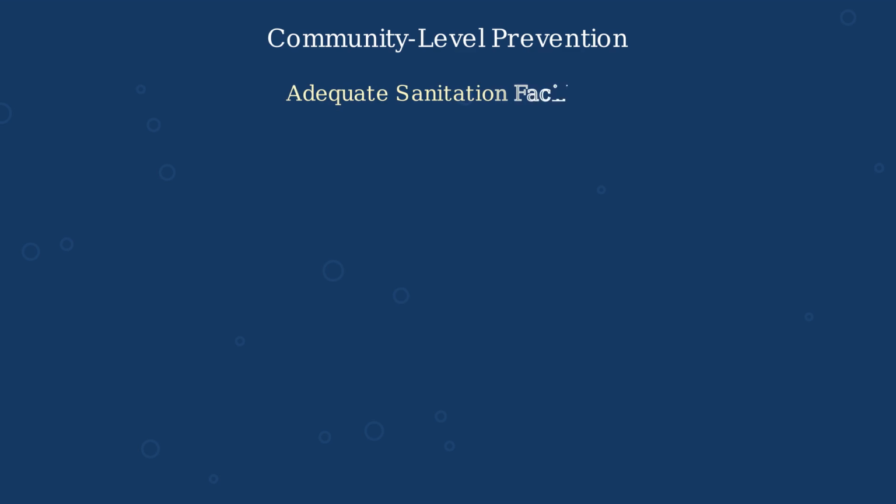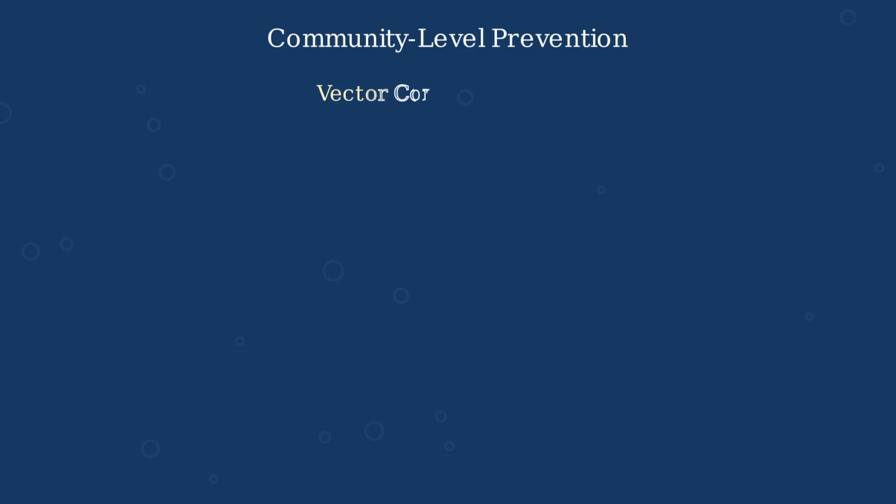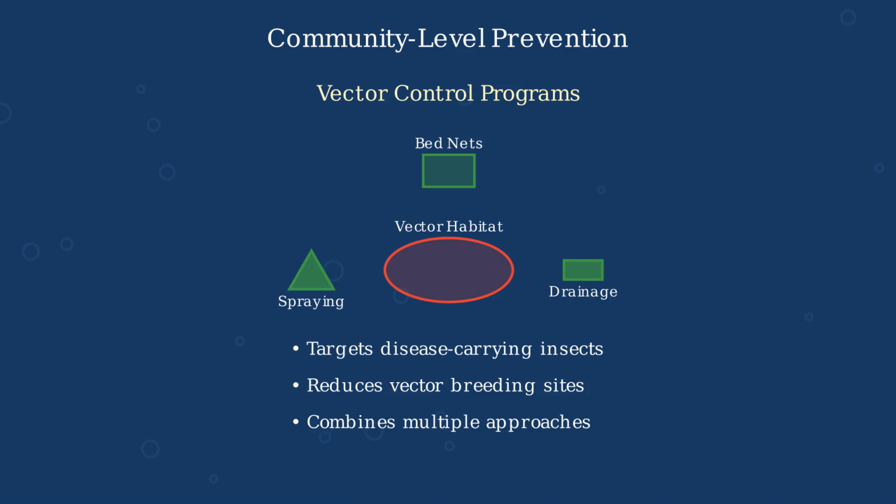Adequate sanitation facilities break the fecal-oral disease transmission cycle. Proper systems include toilets connected to treatment facilities that safely process waste before disposal, preventing environmental contamination. Vector control programs reduce disease transmission by controlling populations of mosquitoes, flies, and other disease-carrying insects. Effective programs combine insecticide spraying, habitat modification through drainage, and personal protection methods like bed nets.